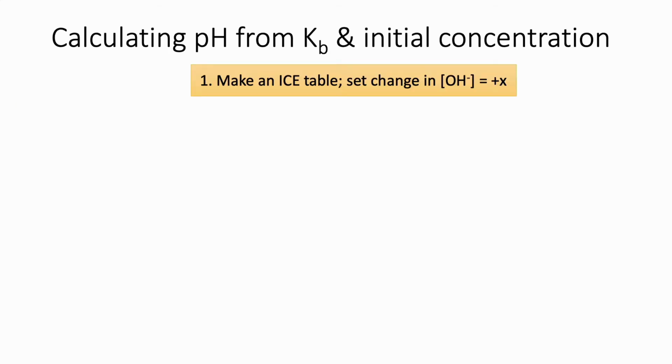All right, now let's look at how to calculate a pH from a Kb value and an initial concentration. So this is going to be fairly similar to calculating pH given a Ka value and initial concentration, but you will see there are a few small changes. So we start out by making an ICE table, and this time we're setting the change in OH minus to plus X instead of the change in H plus.